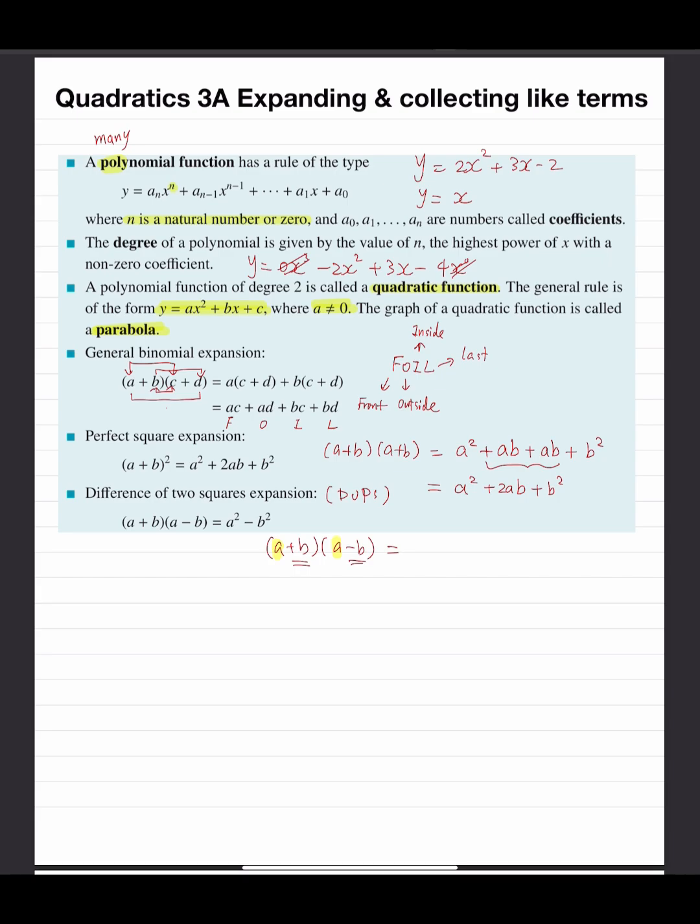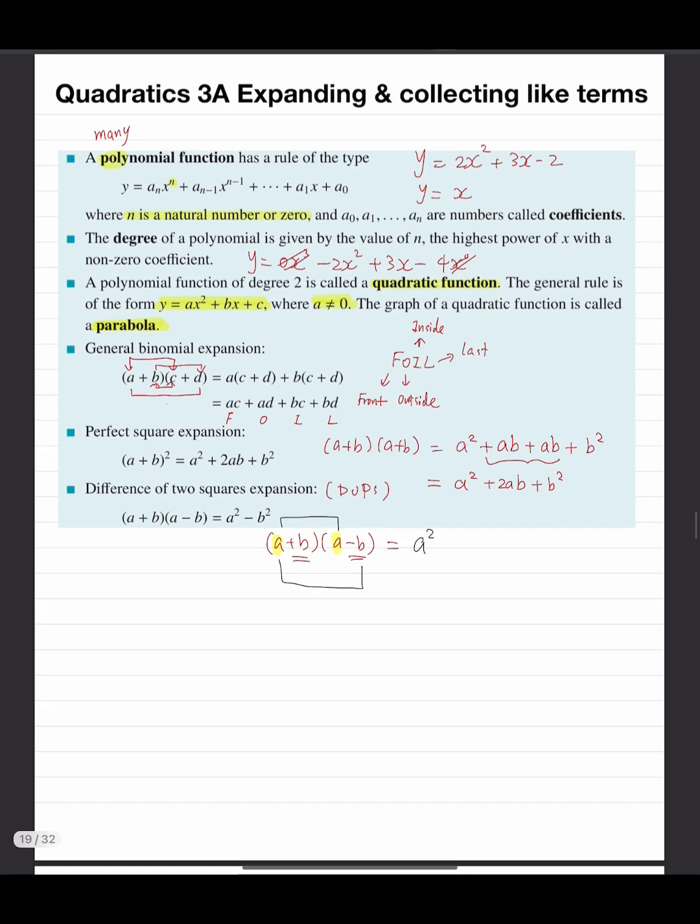So firstly, using the front, a times a is a squared. And then the outside, we've got a times negative b, which is plus a negative b, yeah? And then we have here plus ab.